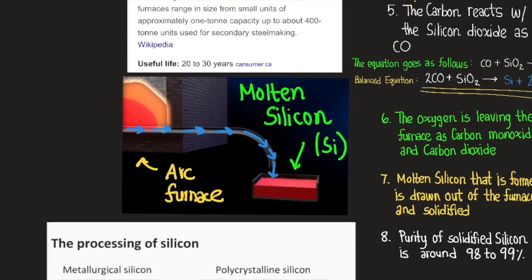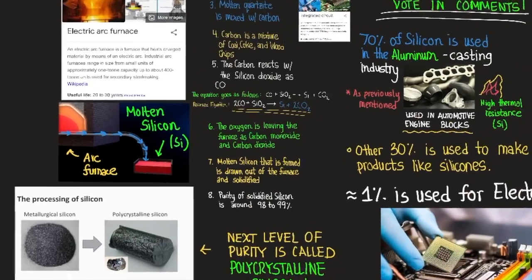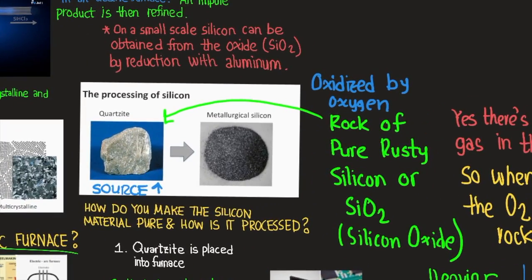So it's molten silicon. Molten silicon is extracted from the arc furnace. The reactions that we previously discussed took place and now we have molten pure silicon. So how do we process that and how do we create silicon chips exactly? Let's get into that. So fun fact about the quartzite previously where we extract the silicon.